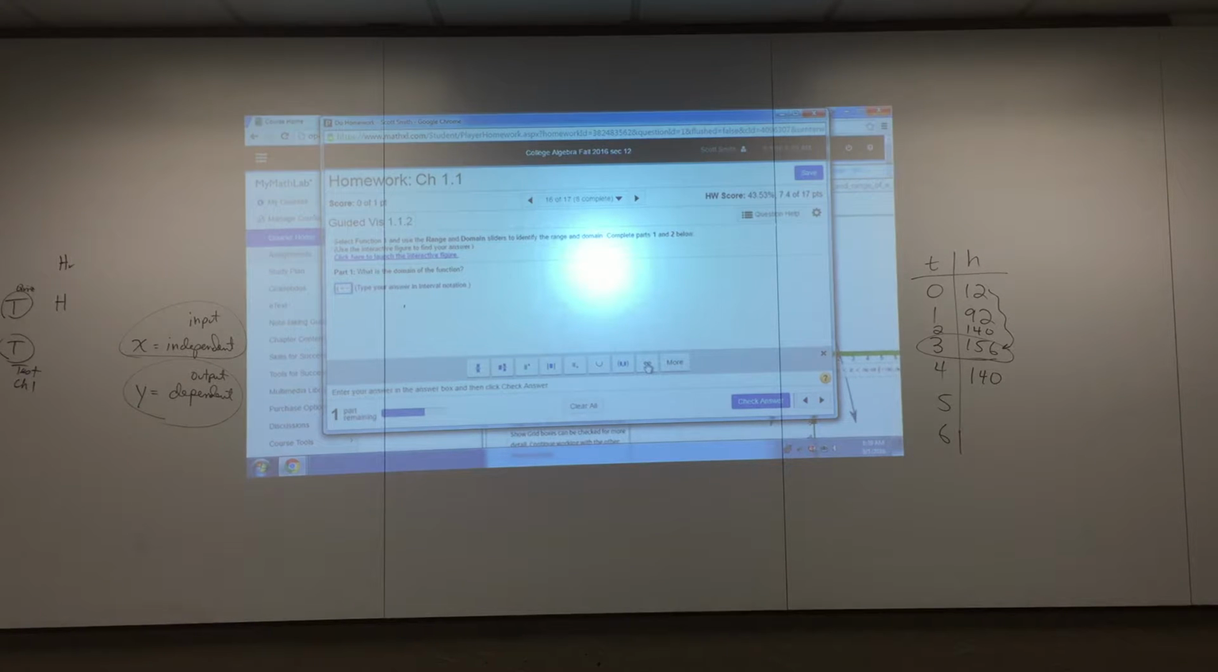Negative infinity. Comma. And then just infinity should work, and then another parenthesis, and that should work, huh? Good, fantastic. Okay, thank you guys for your help. See, sometimes you have to help me with the homework.